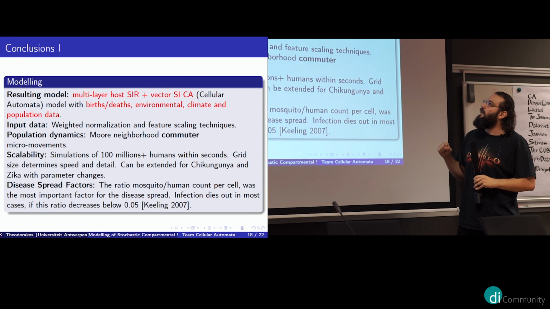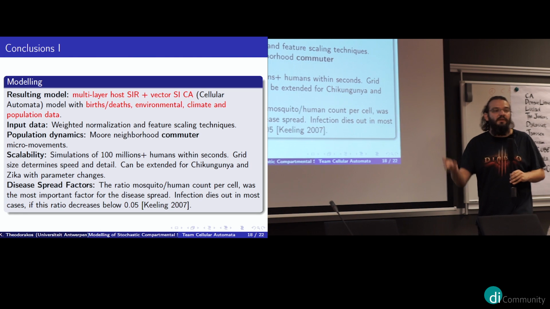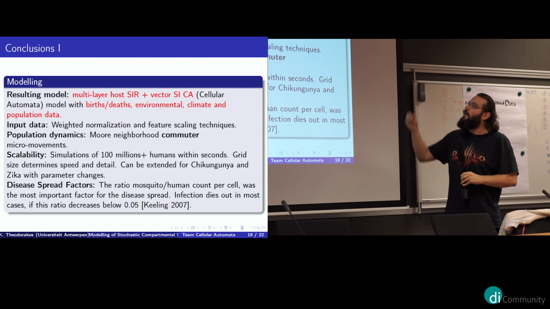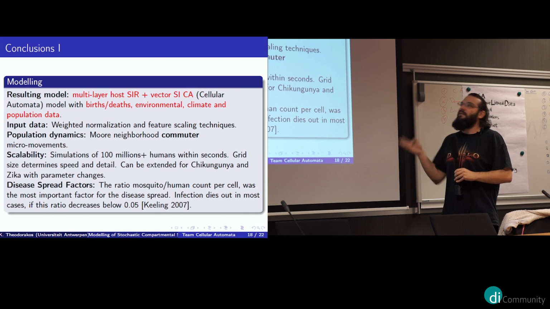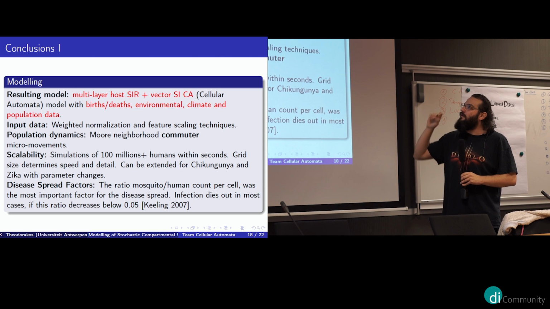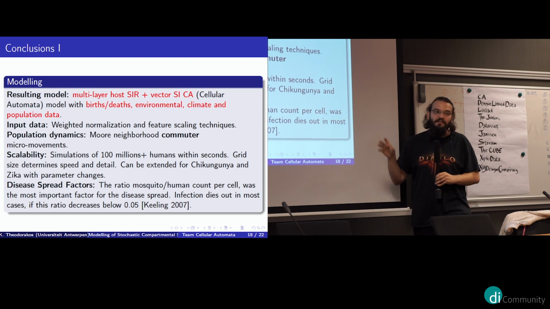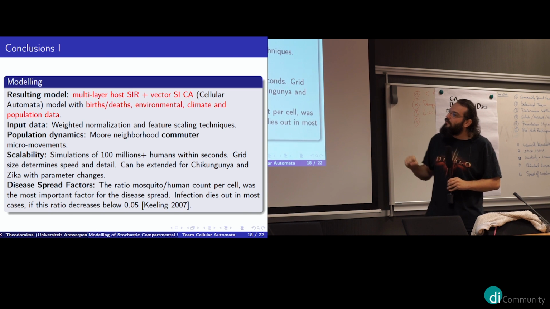I made a model that utilizes SIR layers, which are epidemiological models. I can use birth rates, death rates. All these rates are in the literature. I also started using weighted normalization, feature scaling, to play with these valves, all these rates.